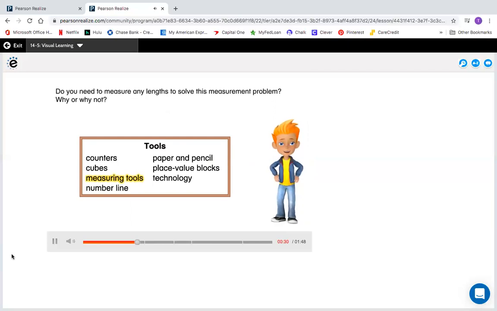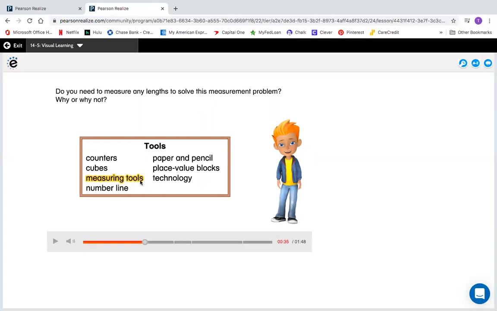Do you need to measure any lengths to solve this measurement problem? Why or why not? So I want you to think about the actual word problem. They gave you, I think it was like 54 feet away from the goal, and then she ran like 22 feet closer to the goal. Now, how many feet was she away? Are they asking you to actually measure anything? Because I want you to look at these tools. We have counters, cubes, measuring tools, number line, paper and pencil, place value blocks, and technology.